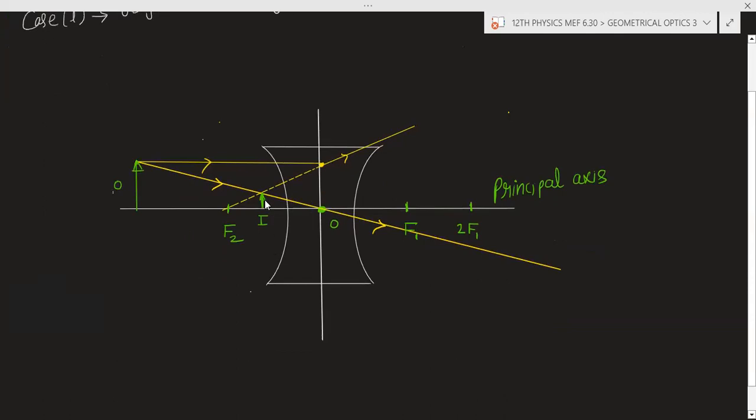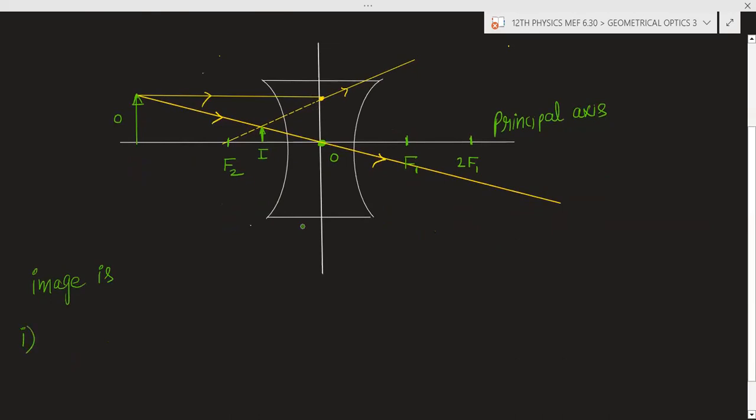So what can we say about the image? The image is formed virtual because rays are not actually meeting. And the image is erect also. And the size of the image is smaller than the object. You can write image is number one, formed on the same side of the object.